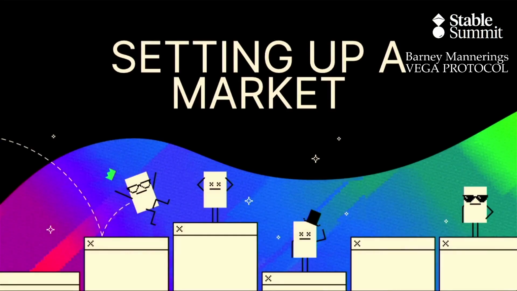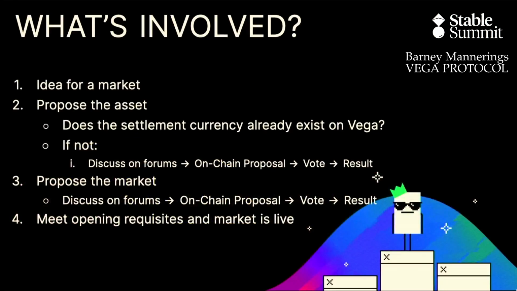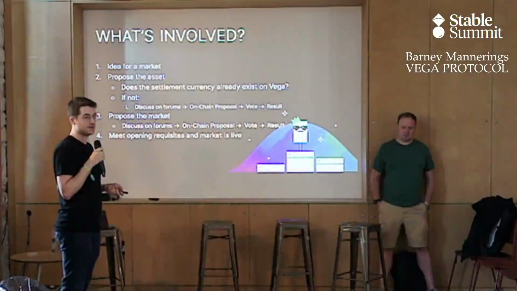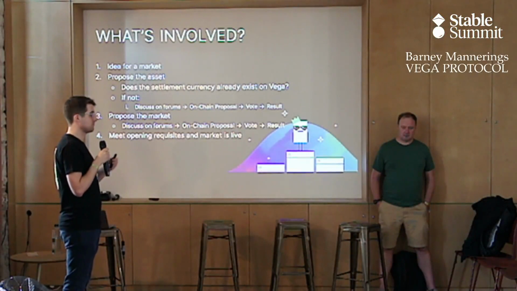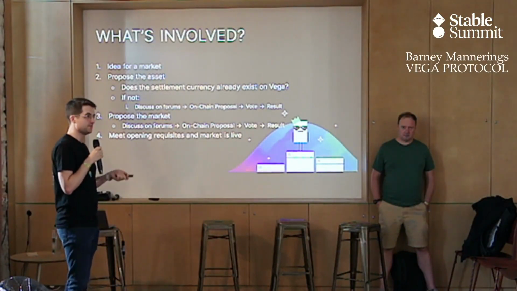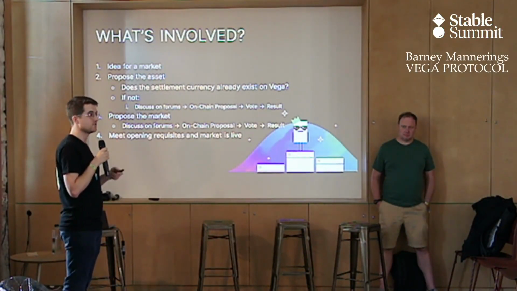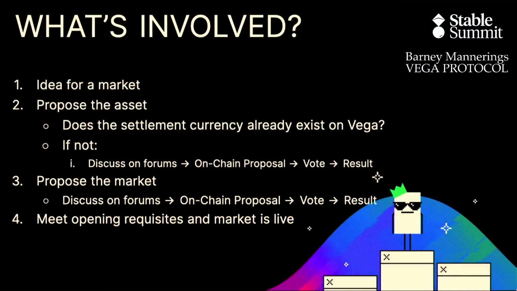So now that we've got that background, we can jump into setting up a market itself. There are a few steps that are involved. First off, you obviously need an idea for your market. This has to come from the community ultimately, but there's a few components that we'll run through of what that idea should include. Once you've got that idea, you need to propose your asset.